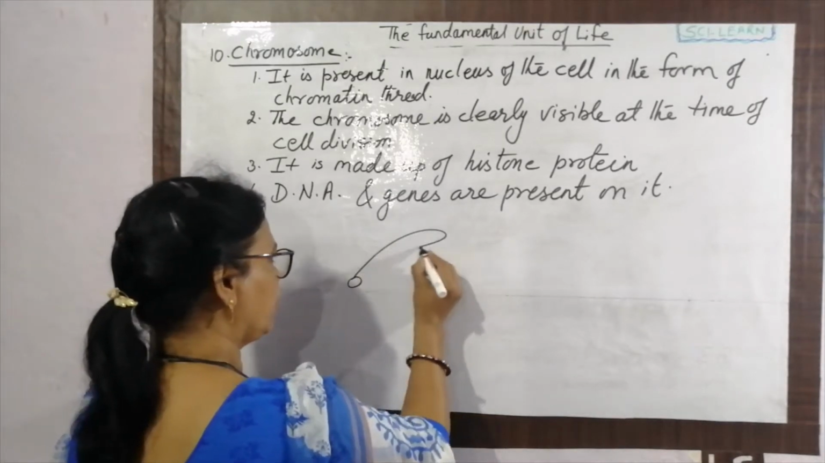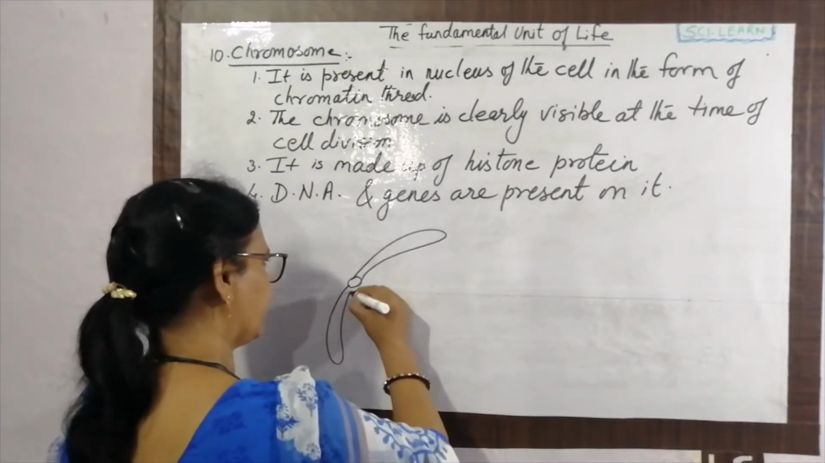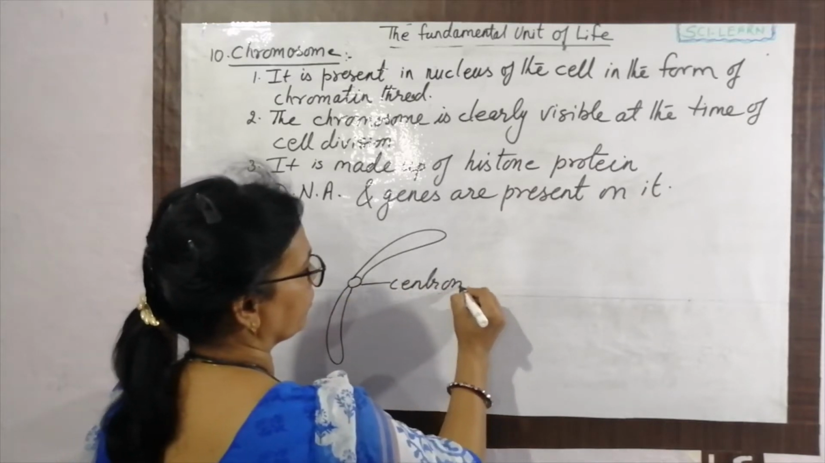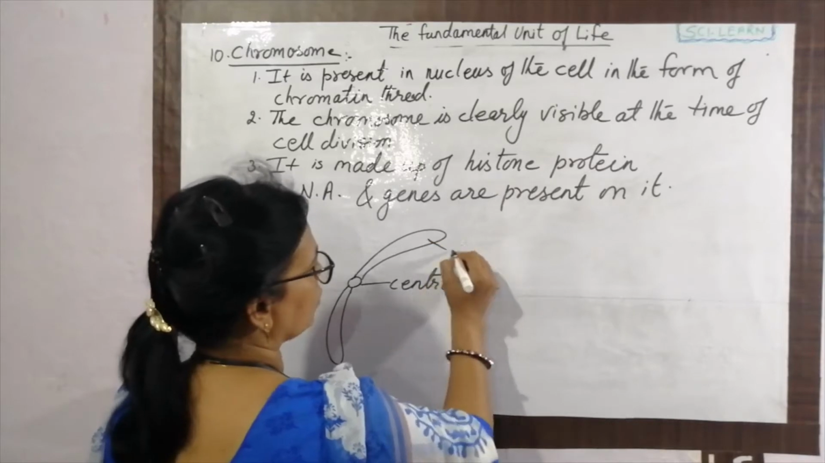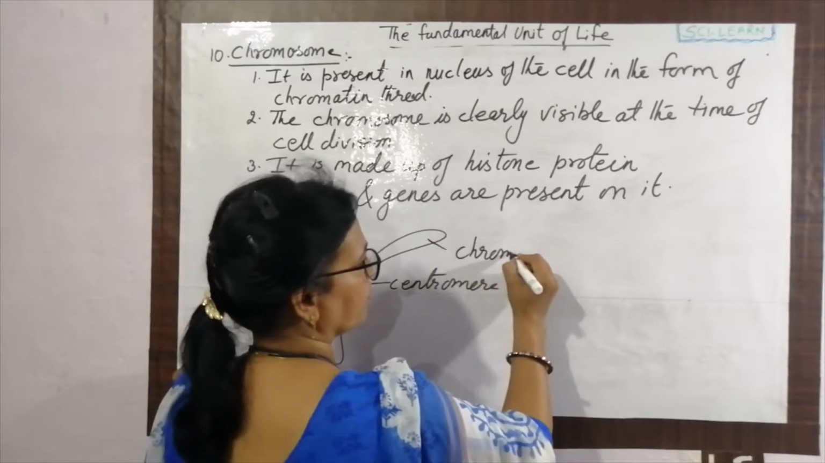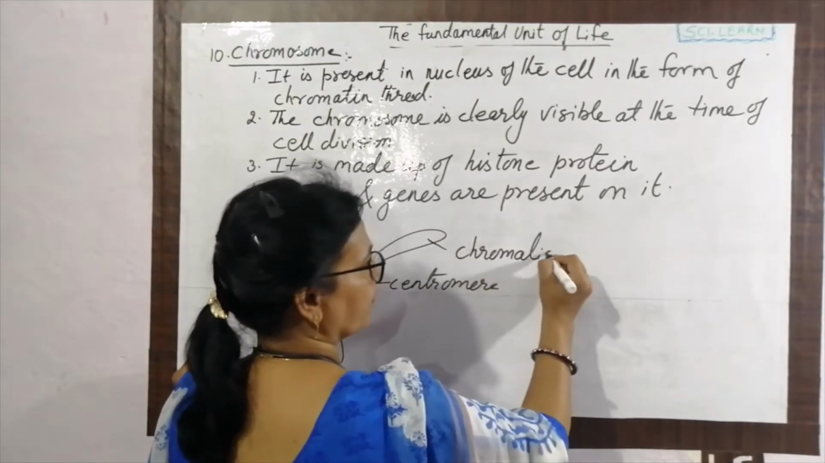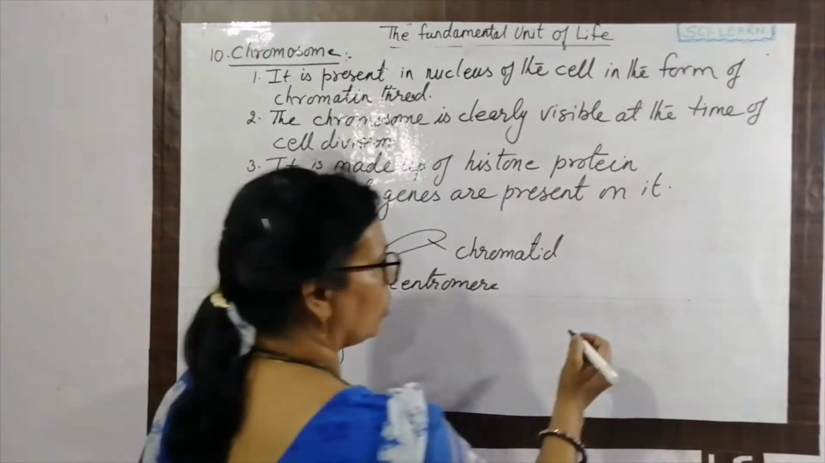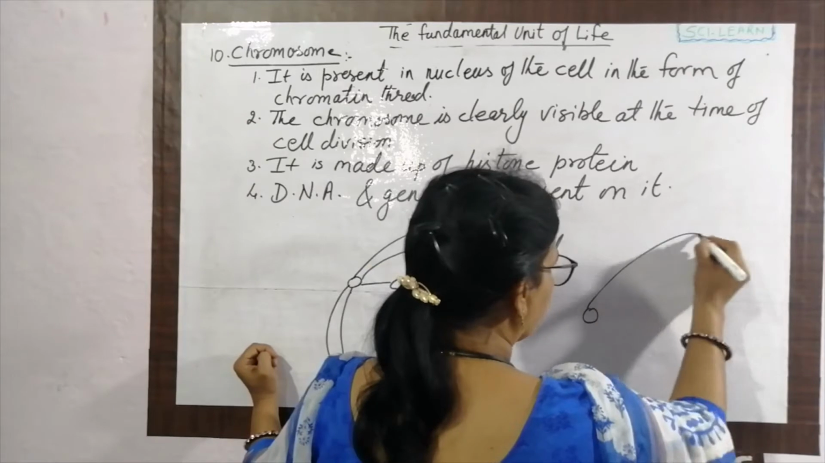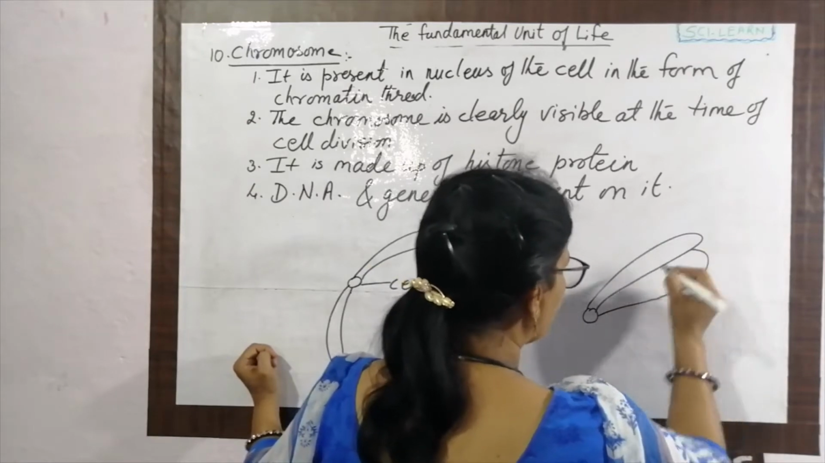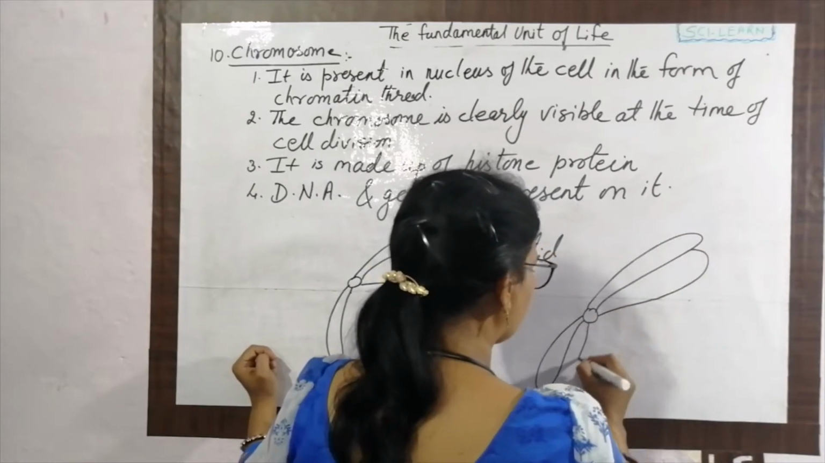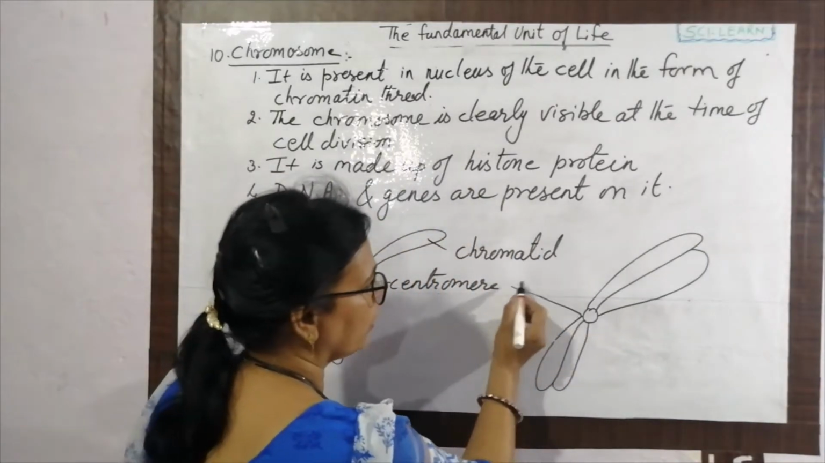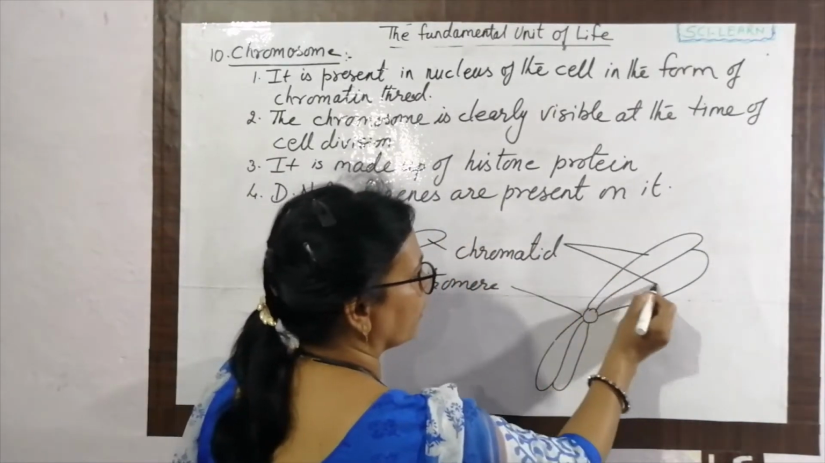Okay, this is centromere and this is the chromatid. Two conditions are there. It might be like this or like this. One chromatid joined with one centromere, or two chromatids joined with one centromere. Okay, this is centromere and these are the two chromatids.